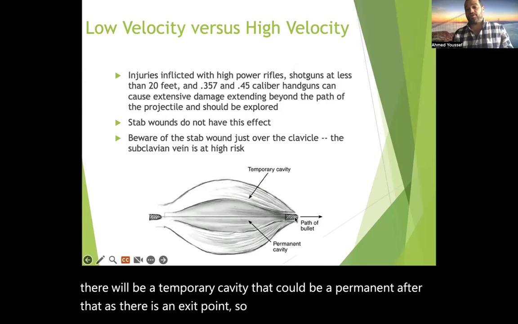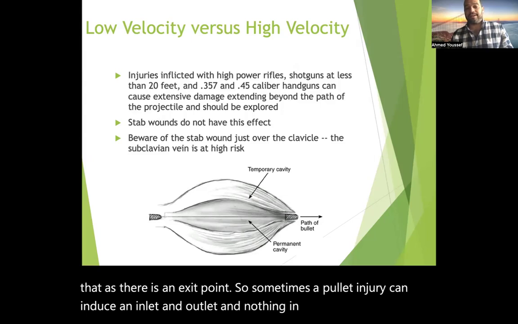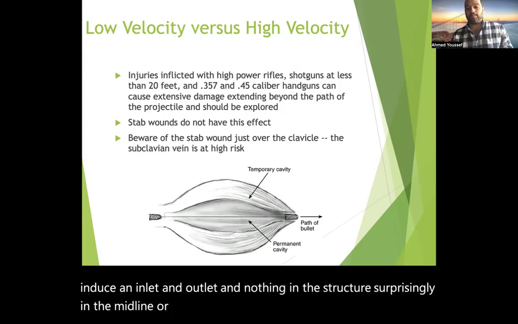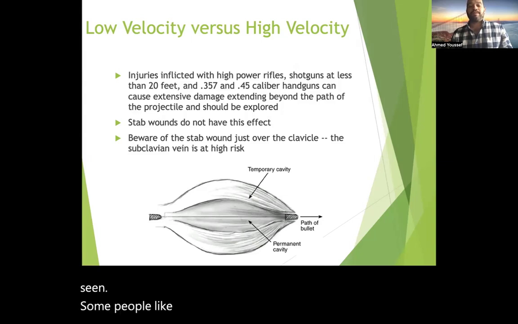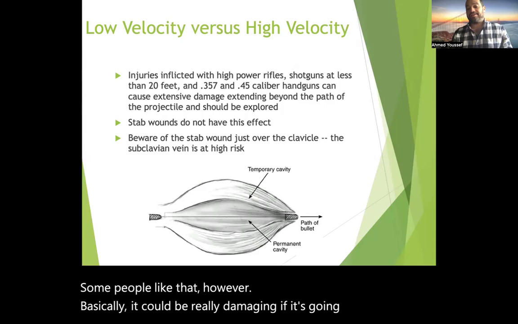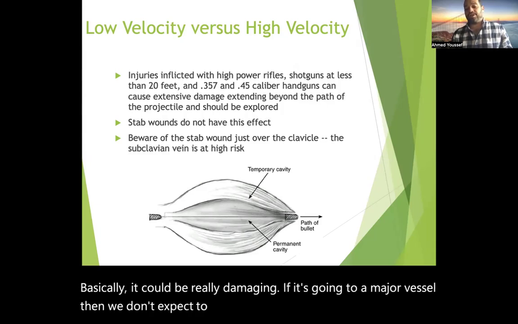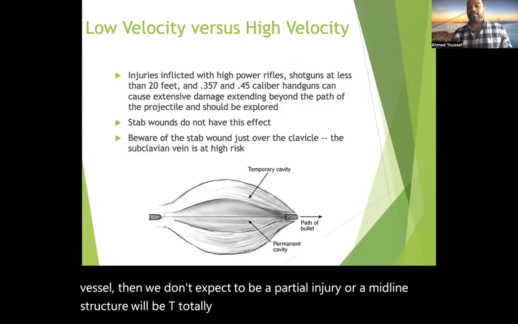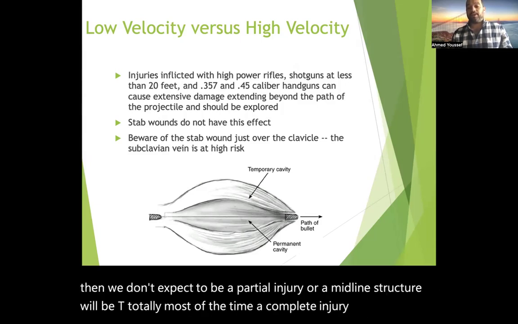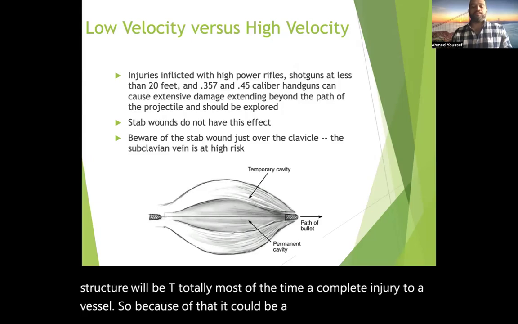Sometimes a bullet injury can have an inlet and outlet and, surprisingly, nothing in the midline or the lateral compartment of the neck and no major structures have been injured. Lucky patients; we've seen some people like that. However, it can be really damaging if it goes to a major vessel. Then we don't expect a partial injury, and the midline structure will most of the time be a complete injury to a vessel. Because of that, it could be a fatal injury.